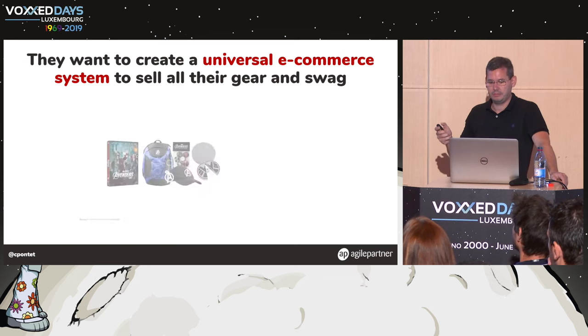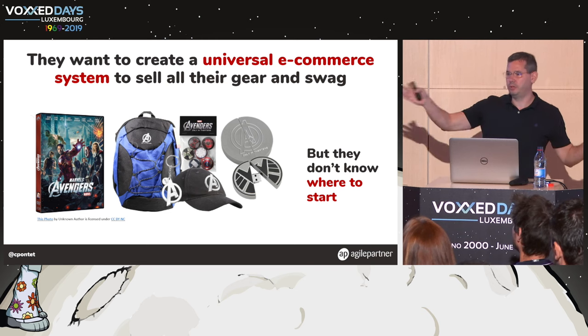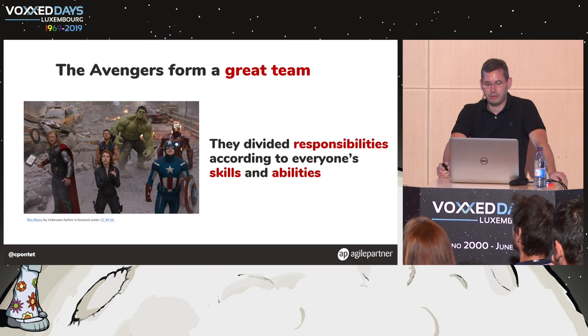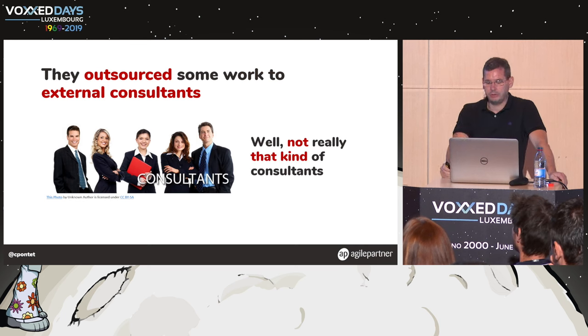They need your help. They want to create a universal e-commerce system, and when we say universal, it's at the scale of the universe, where they can sell everything, their gear, their swag, all this stuff. So imagine Amazon, but universe-wide, right? This is a tough problem, and even though the Avengers are a great team, they have a lot of responsibilities that are shared by skills and abilities. They also called upon some consultants. Well, not really this kind of consultants, but we'll see.